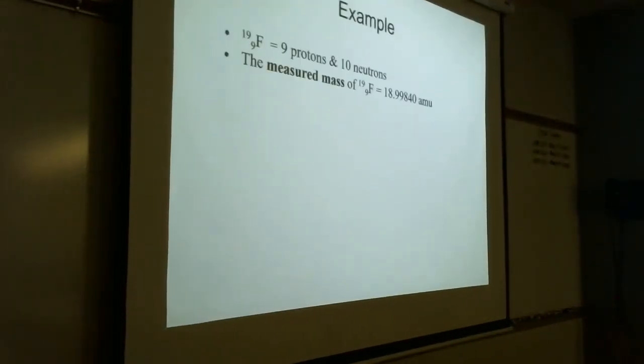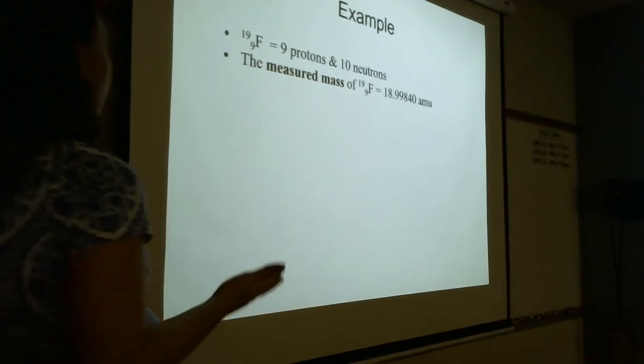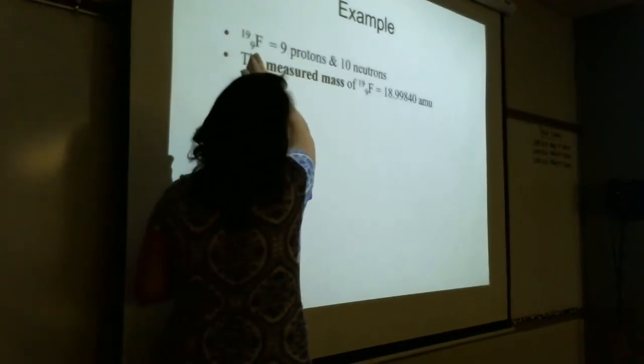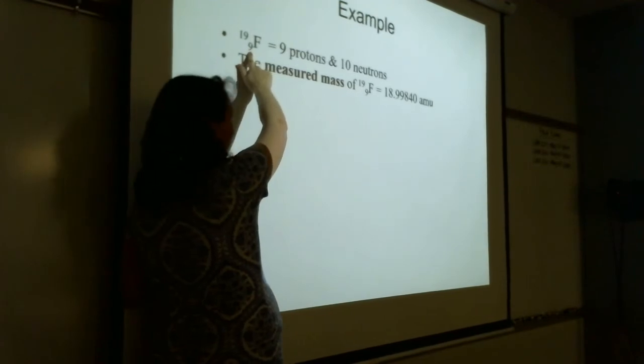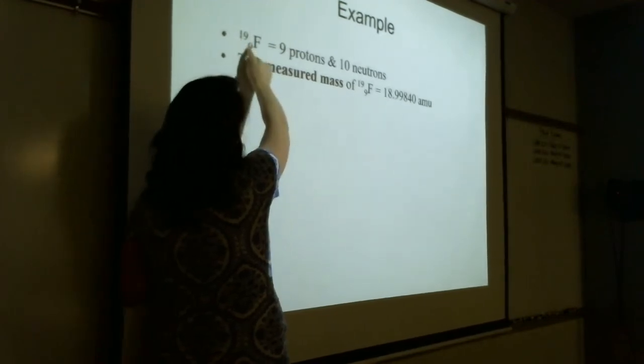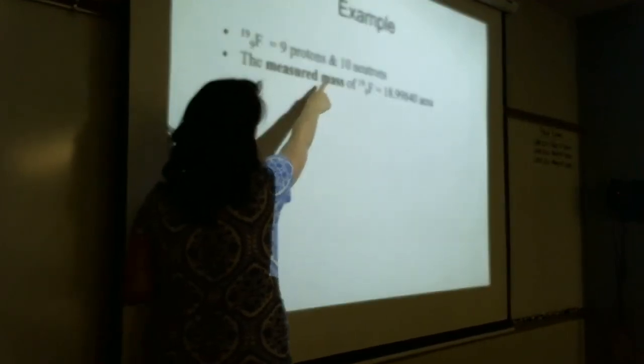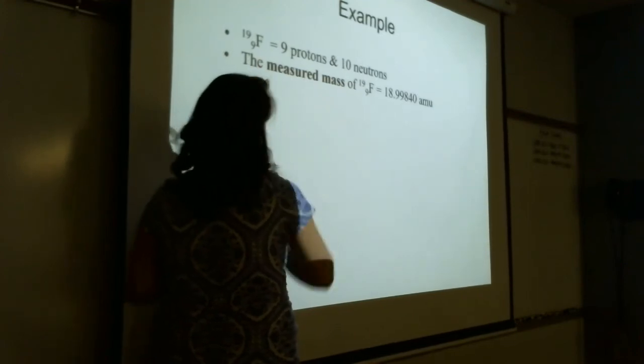So let's do this one together. There's an isotope of fluorine, fluorine-19, right? And that means that this isotope is 9 protons and 10 neutrons. Remember back to the very beginning of Chem 1, right? Subtracting these two gives me the number of neutrons, 9 protons.